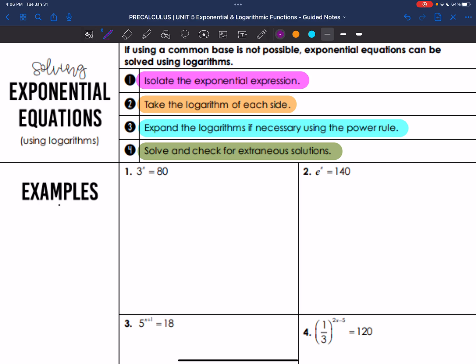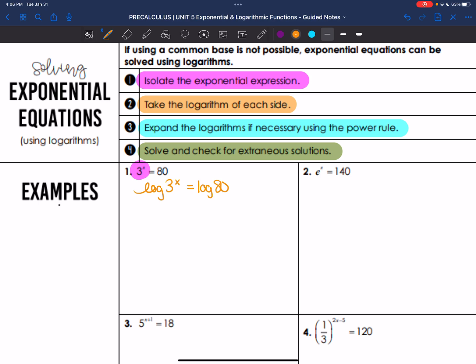What we'll want to do is follow step number 1 and isolate our exponential expression. Well, that has already been done. I already have that exponential expression, the base and the power all by itself. Then we'll move on to step number 2, which is to take the log of each side. So it looks like log of 3 to the power x and log of the other side, which is 80.